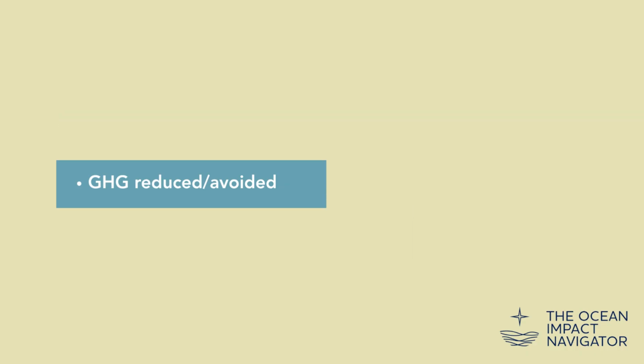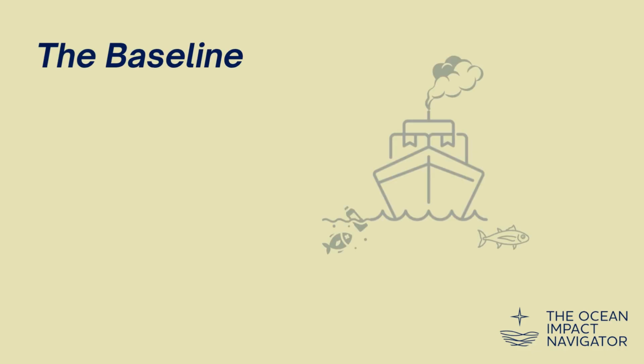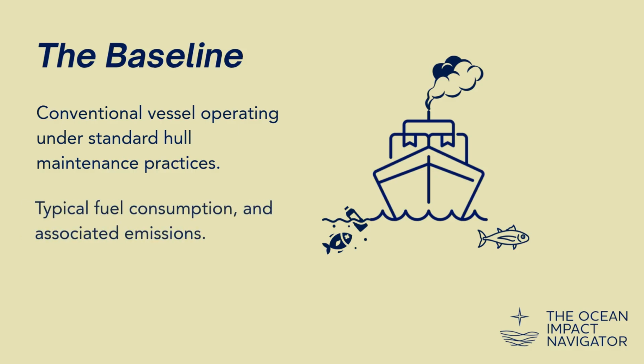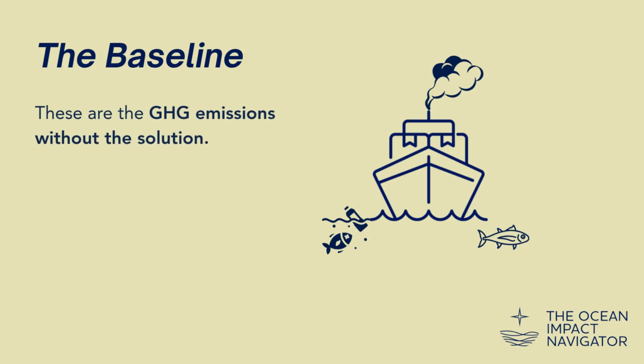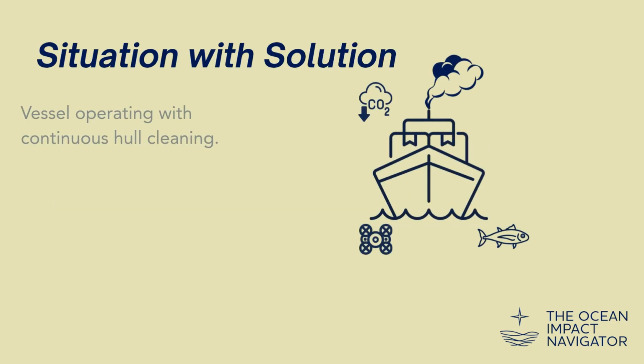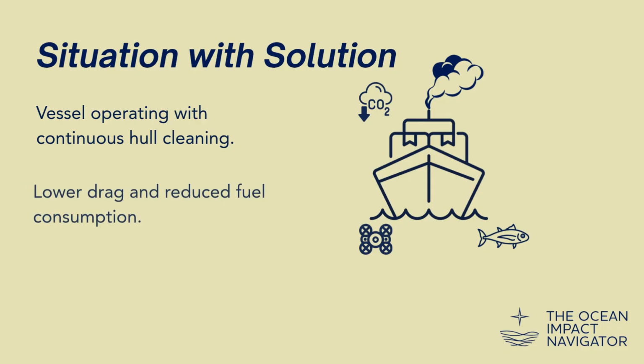To calculate this KPI, we must first define the baseline. The baseline represents a conventional vessel operating under standard hull maintenance practices, with typical fuel consumption and associated emissions. These are the GHG emissions without the solution. Next, we define the situation with the solution. This represents the vessel operating with continuous hull cleaning, leading to lower drag and reduced fuel consumption.